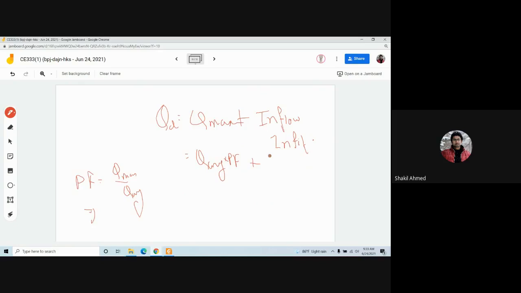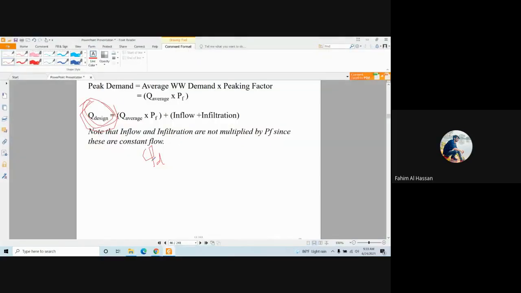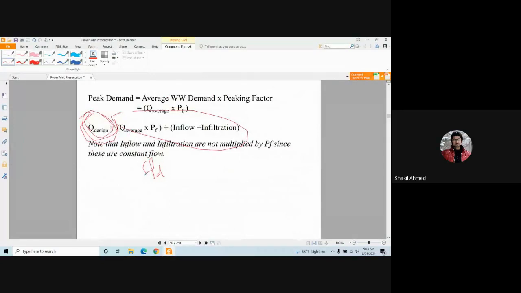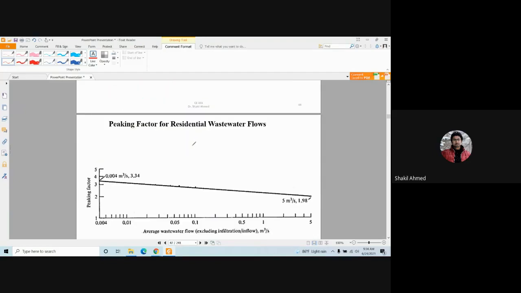Plus inflow plus infiltration, right? Clear? Yes, sir. Remember one thing, that inflow and infiltration are not multiplied by the peaking factor, because they are considered, assumed as constant. Okay.